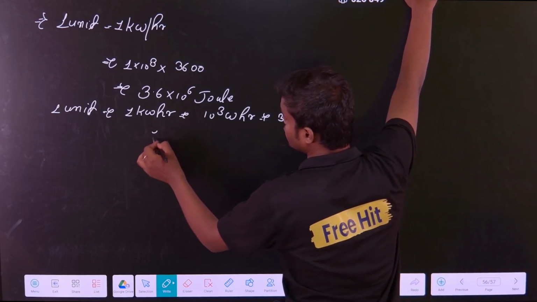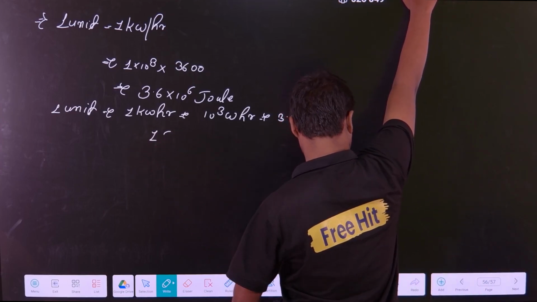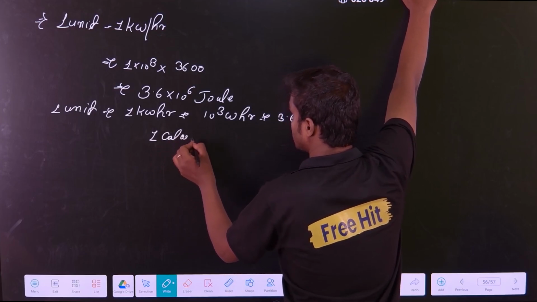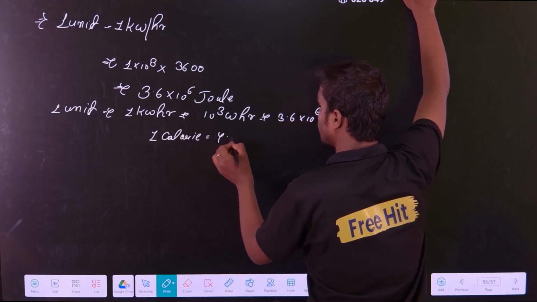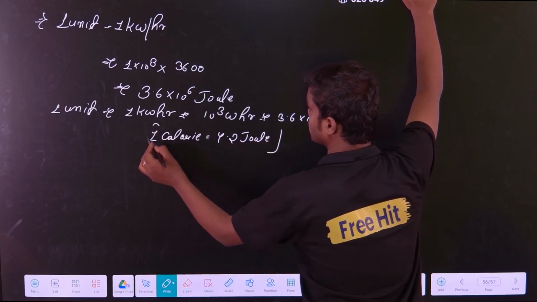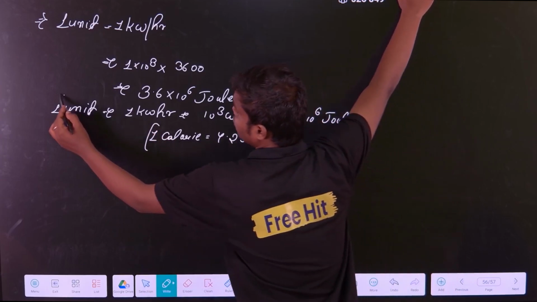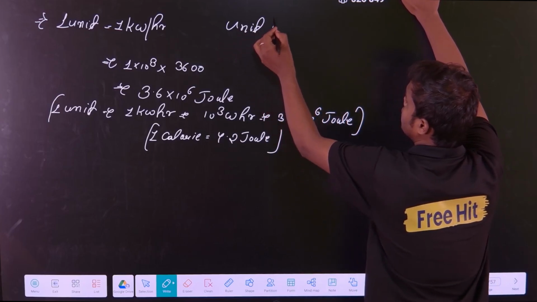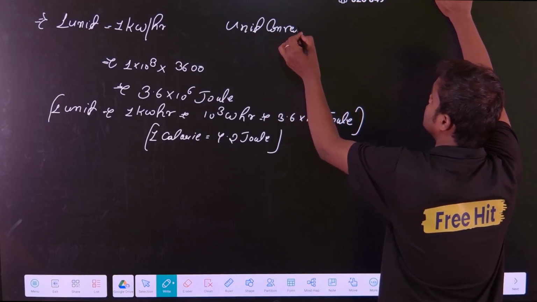And remember, 1 calorie is equal to 4.2 joule. That is also one important relation. Okay, so these are the unit conversions. If you remember, you can easily solve the question.